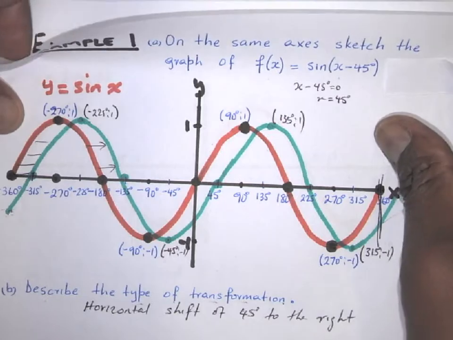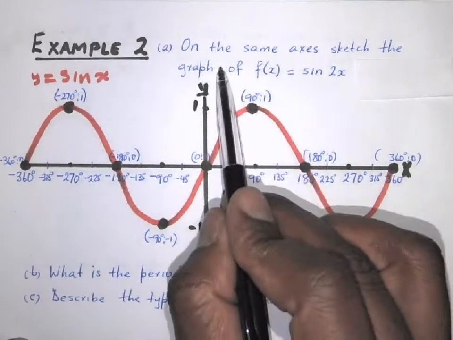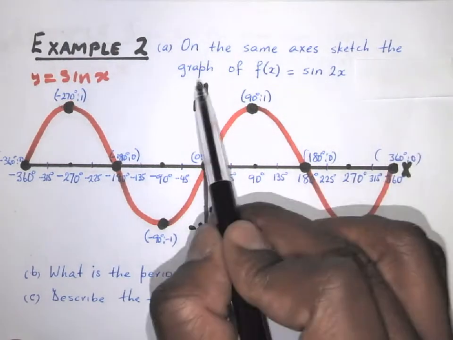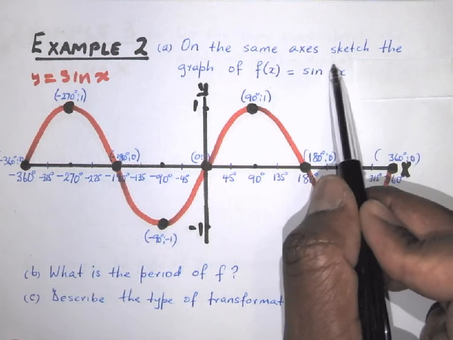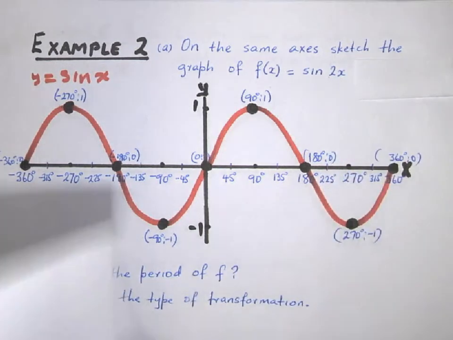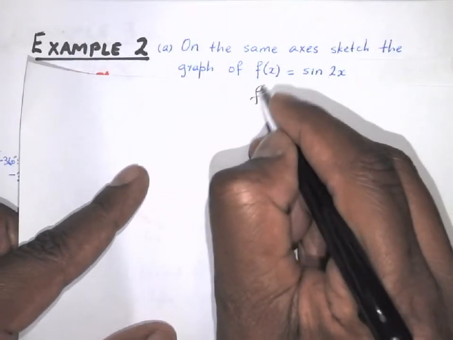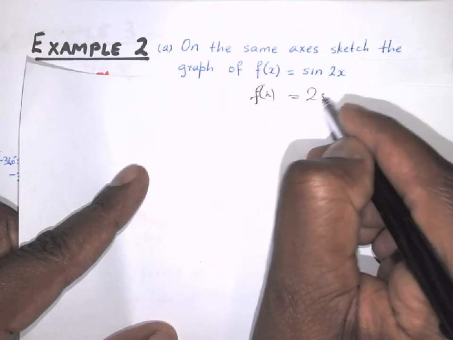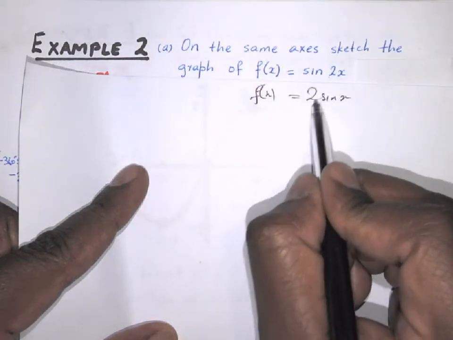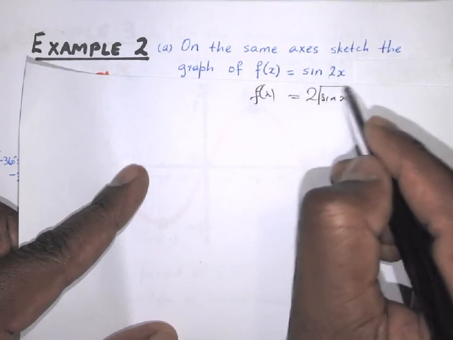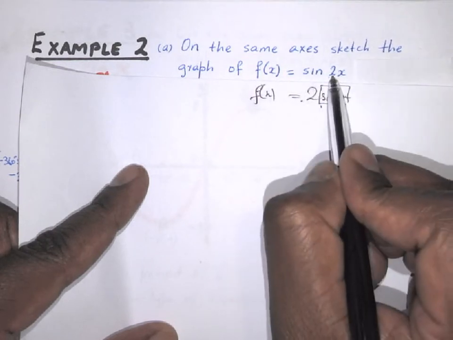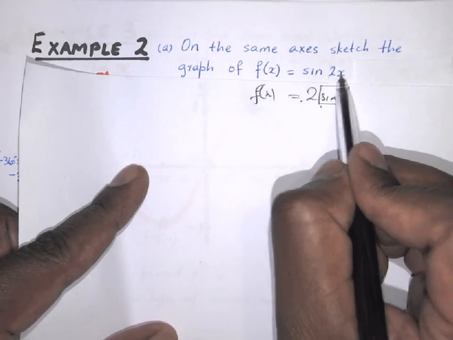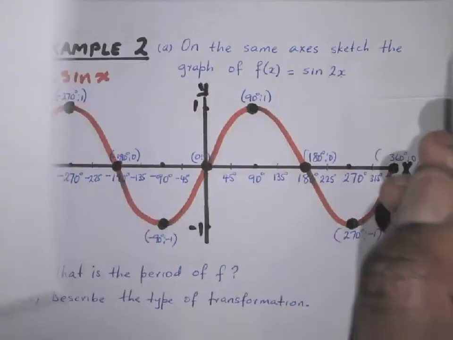Okay, let's look at another example. It says on the same axes, sketch the graph of f of x equals sine 2x. Note that sine 2x is not the same as f of x equals 2 sine x. In the previous lesson we had the 2 over here, multiplying the whole of sine by 2, meaning we're affecting the y value. Now we are multiplying the x by 2, so we are affecting the x value. So what are we doing here?